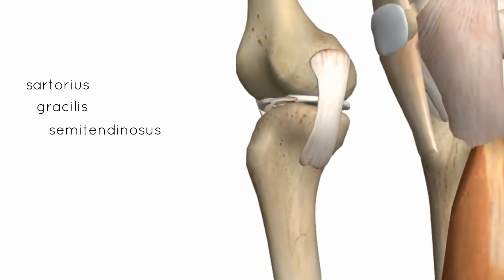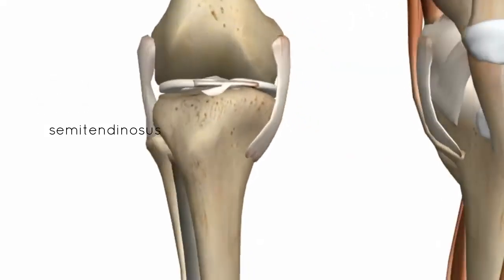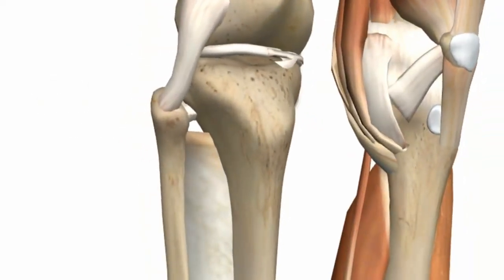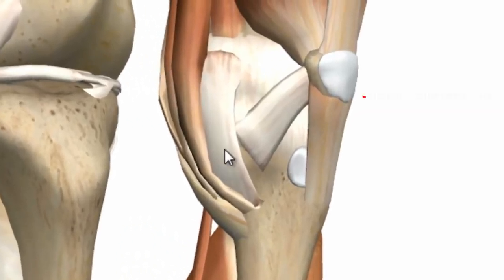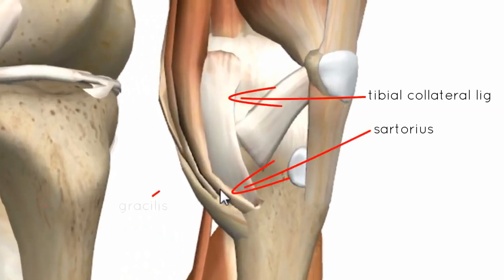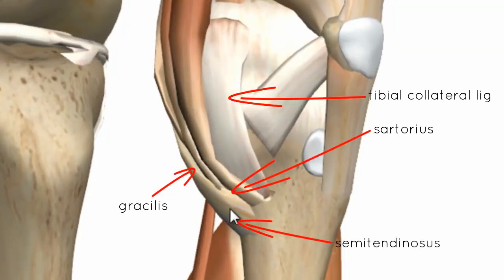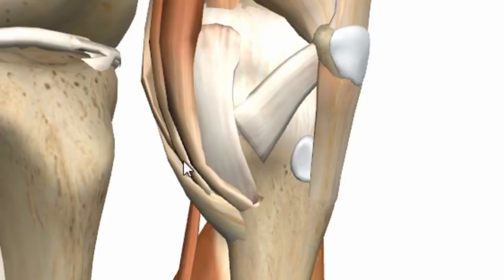semitendinosus. So if I just rotate the model around, you can see the tibial collateral ligament here, and the three tendons of the sartorius, gracilis and the semitendinosus muscle. The tendinous insertion of these three muscles is collectively referred to as the pes anserinus. So these three insertions could be remembered with the mnemonic Sargent, so SGT: sartorius, gracilis and semitendinosus.